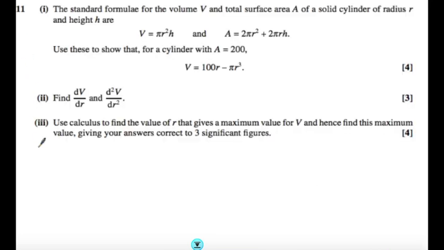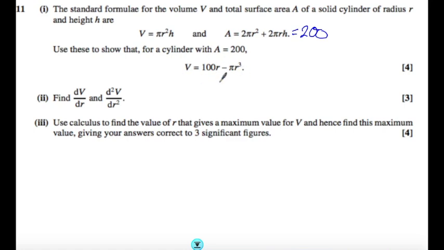Right, so on to section B now. The standard formulae for volume V and total surface area A of a solid cylinder of radius r and height h: V equals pi r squared h and A equals 2 pi r squared plus 2 pi r h. Use these to show that for a volume with A equals 200, so we know this equals 200, that V equals 100r minus pi r cubed.